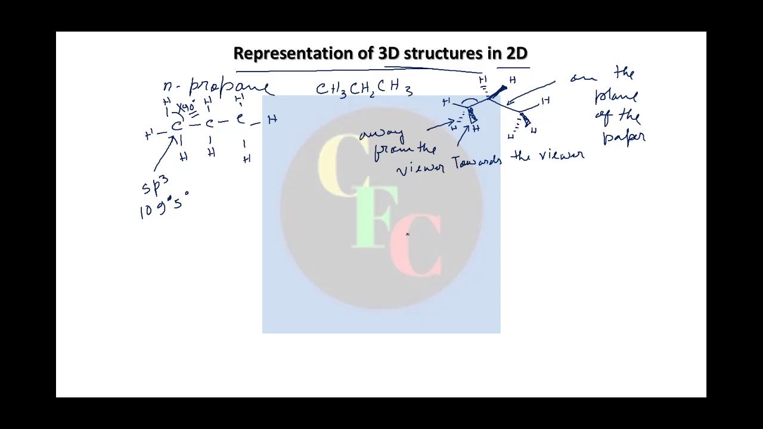Now there are several other ways to depict this also. Sometimes we draw tetrahedrals to show the same thing. So this is a tetrahedron, suppose. We can draw methane like this. This is towards the viewer, this is away from the viewer, and these two bonds are on the plane itself. This shows a three-dimensional structure in two dimensions.